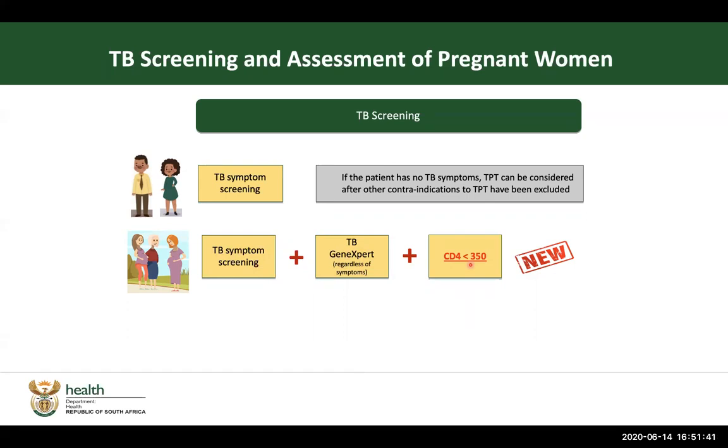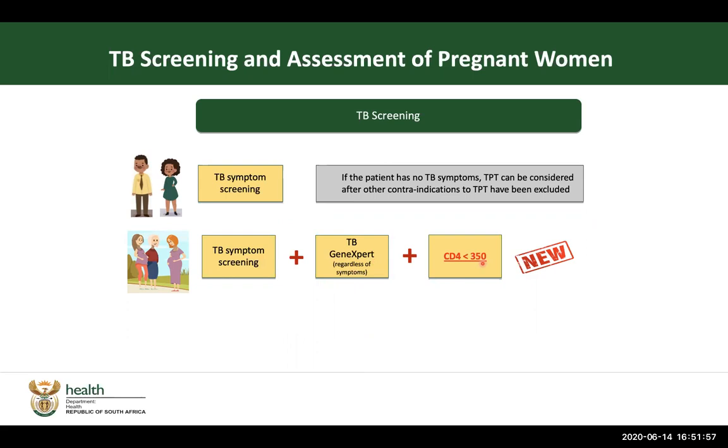Women who are HIV positive with a negative TB screen and a negative GeneXpert, where the CD4 count is higher than 350, are not eligible for isoniazid prophylaxis therapy.